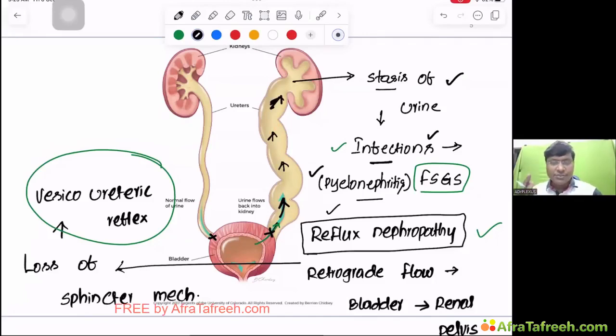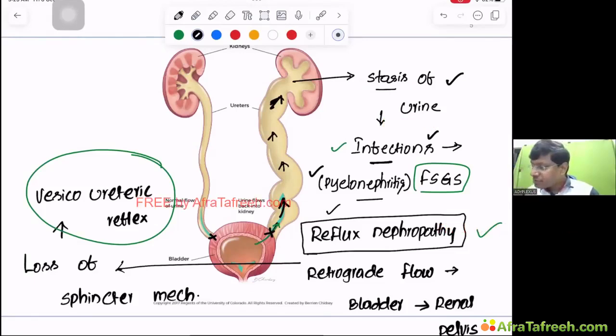a part of the glomerulus, and only a few glomeruli, undergo sclerosis. Only a part of the glomerulus and only a few glomeruli undergo sclerosis, and that we call focal segmental glomerulosclerosis.